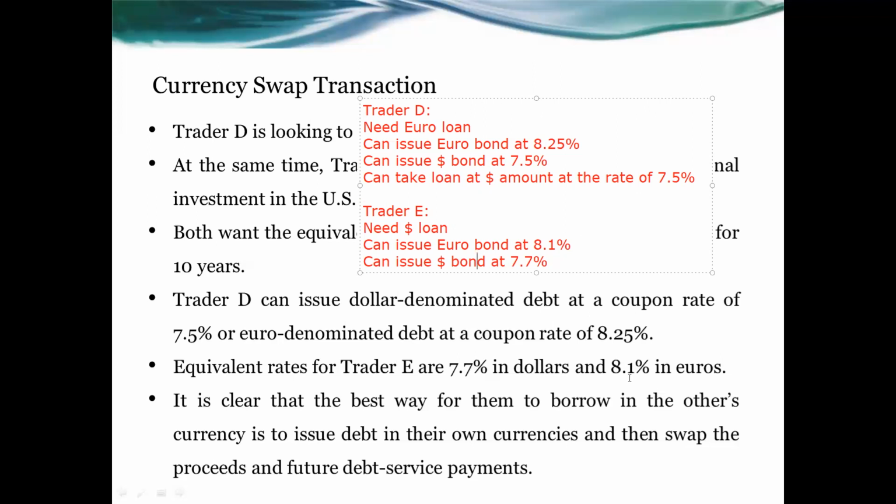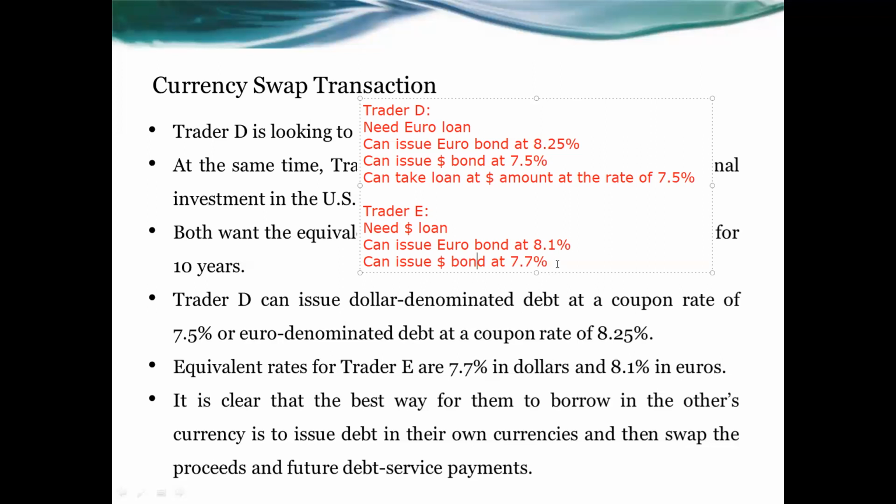Am I correctly saying? Yes. Equivalent rate for trader E: the dollar bond is 7.7% and the euro bond is 8.1%. Okay, now that is a thing. Now what is the issue?